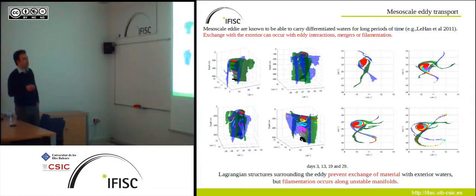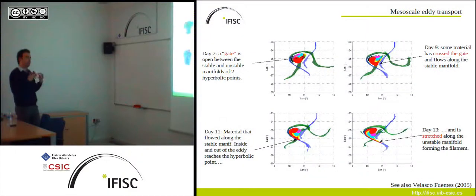However, you can see that filamentation event that I showed you on the previous slide. And you can see that the material is leaving the eddy along the unstable structures, and also here it's kind of returning, following the stable. So you can see that these structures really show you the pathways through which material flows in a fluid.